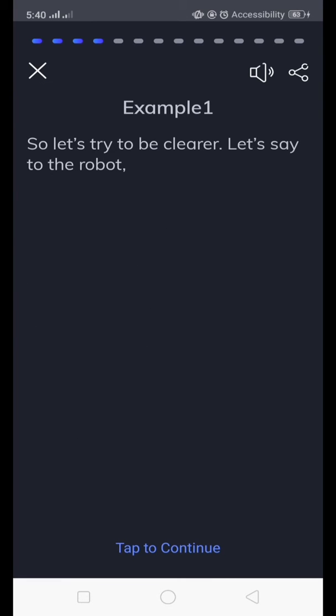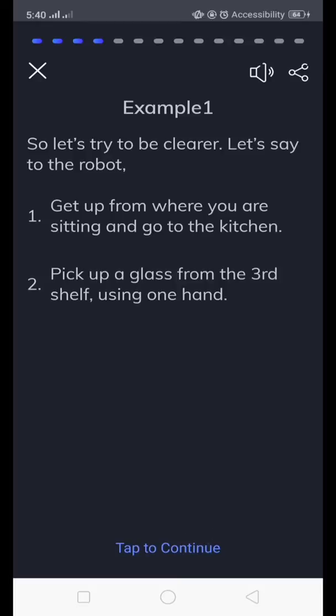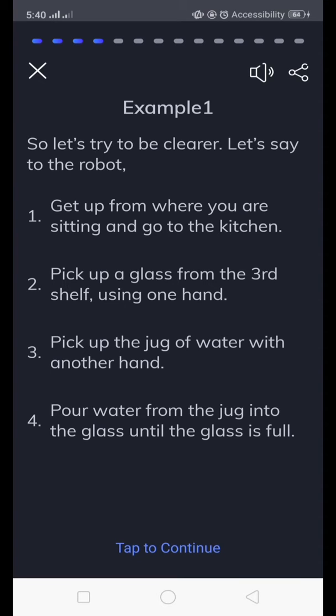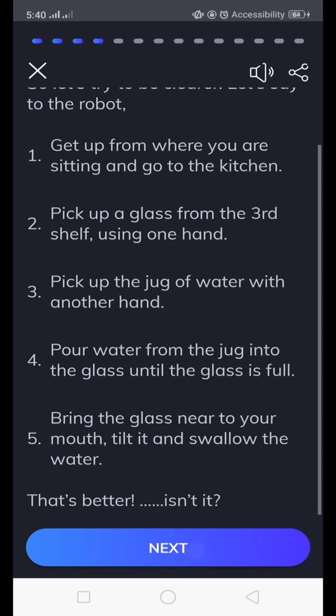So let's try to be clearer. Let's say to the robot, get up from where you are sitting and go to the kitchen. Pick up the glass from the third shelf, using one hand. Pick up the jug of water with another hand. Pour water from the jug into the glass until the glass is full. Bring the glass near to your mouth, tilt it and swallow the water. That's better! Isn't it?